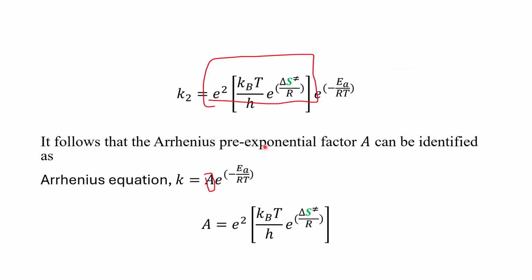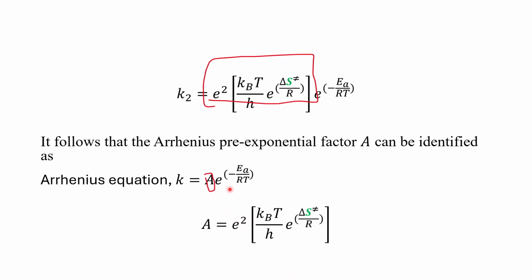By comparing the bimolecular rate constant derived from transition state theory with the Arrhenius equation, we can explicitly identify the theoretical expression for the Arrhenius pre-exponential factor A, whereby for bimolecular gas phase reactions, this piece of expression here is equivalent to the pre-exponential factor A, which is found in the Arrhenius equation.